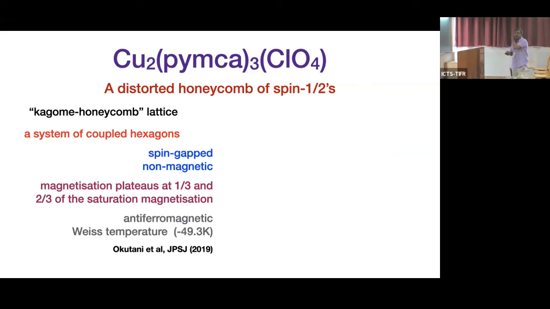So the Curie-Weiss temperature is about 50 Kelvin with a minus sign, which basically means it's antiferromagnetic. So it's an antiferromagnetic spin system with strong enough, not very strong like 1000 Kelvins, but let us say 50 odd Kelvin antiferromagnetic strength. And down to 1 or 2 Kelvins, it showed no signs of any magnetic transition, and it does show magnetization plateaus.